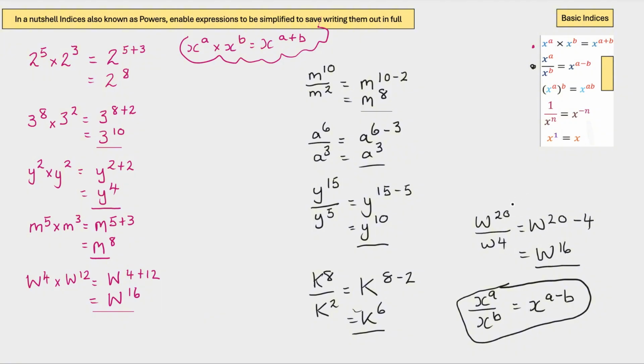Actually, I'll just put there if you want. So this is our a. That's our b. The powers, okay? And that's it. Very basic indices. Enjoy.